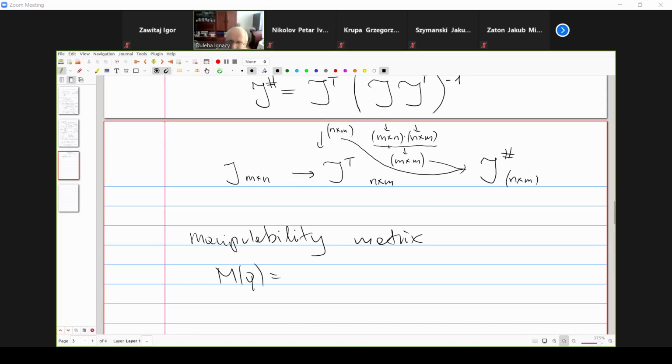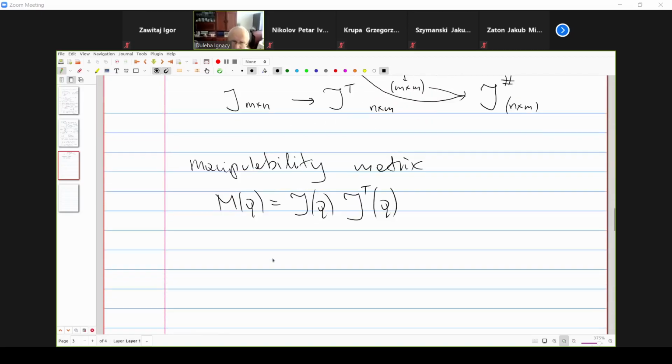It is just a matrix appearing here. So it is the Jacobi matrix multiplied by its transpose. And based on the manipulability matrix, we define the manipulability index.